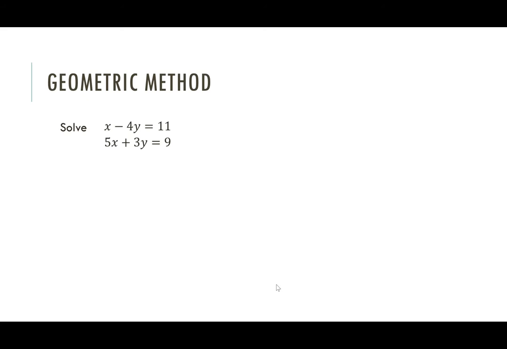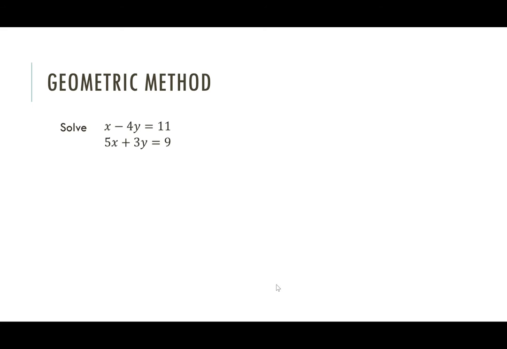But all right. The next method we're going to look at is the geometric method, which I think is the most fun method, depending on your definition of fun and how boring your life is. So, all right, same system. Solve x minus 4y equals 11 and 5x plus 3y equals 9. And again, I want the value of x and y that makes both of those true.